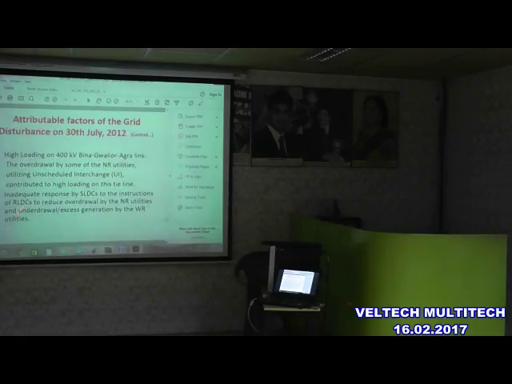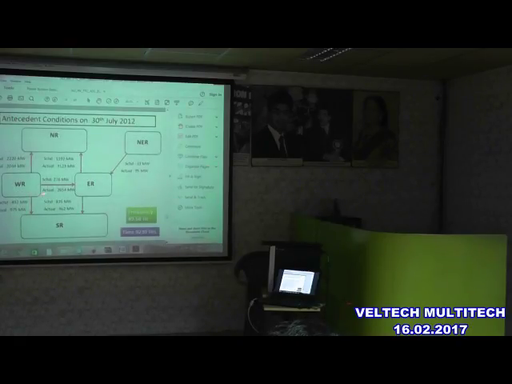Okay. Next day what happened? Now this Bina Collier, please read louder. High loading on the 400 KV Bina Collier Agra link, overdrawn by someone in NR exercising scheduled interchange UI, contributed to the high loading on the tie line. So now what happened? This Bina Collier Agra link, which region is it located in? Western region. It is tied to northern region. Northern region is getting overloaded now because power for it was not cut from eastern region.